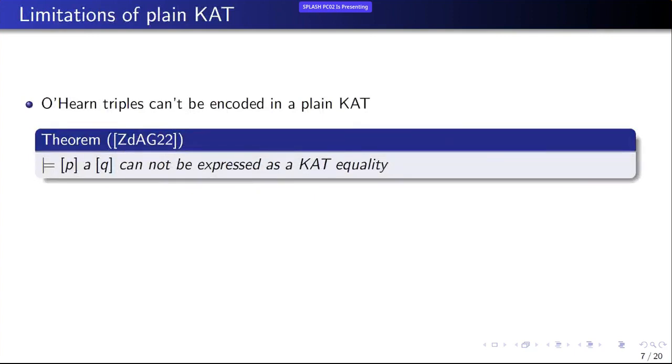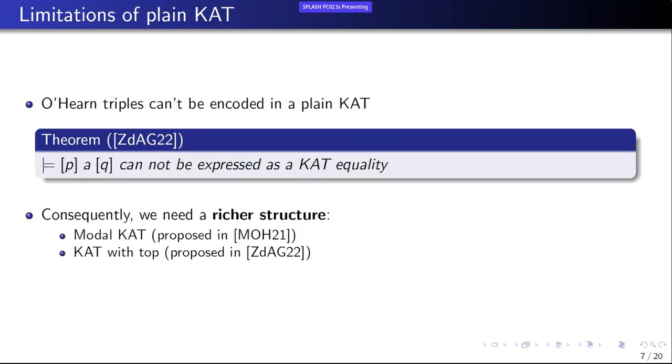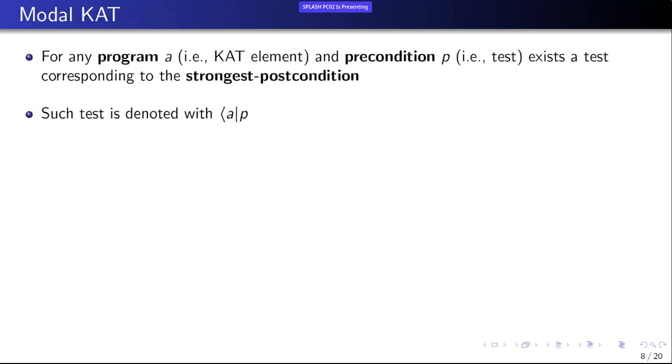Unfortunately, the KAT is not able to represent fully Horn triples and so also neither LCL triples. This is a result by those authors. For this reason, we can't represent LCL in a plain KAT. We need to have a richer structure. In this paper, we consider two variants of KAT that are the Modal KAT and the KAT with top.